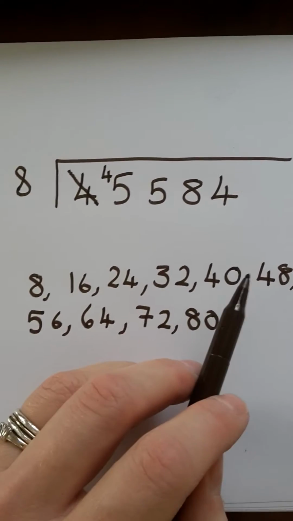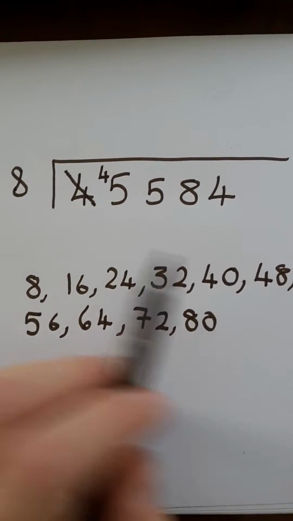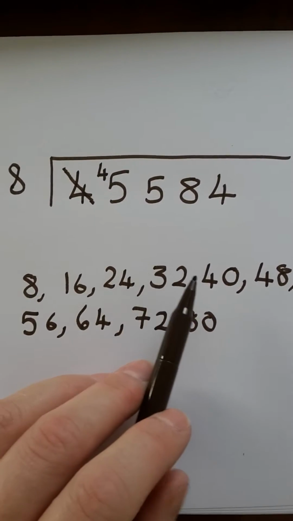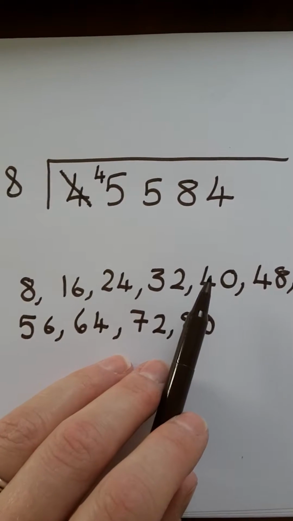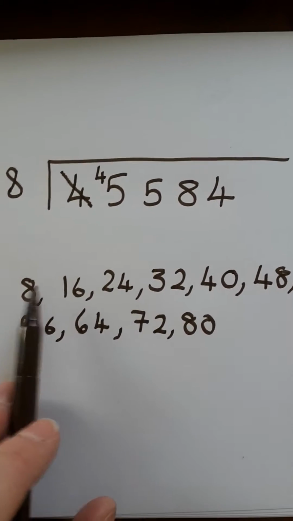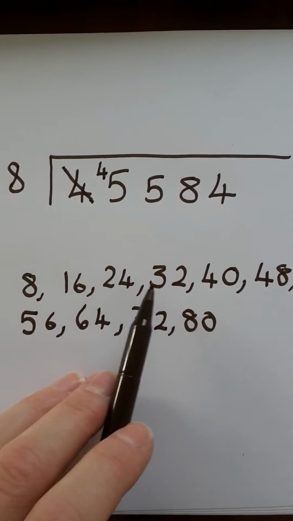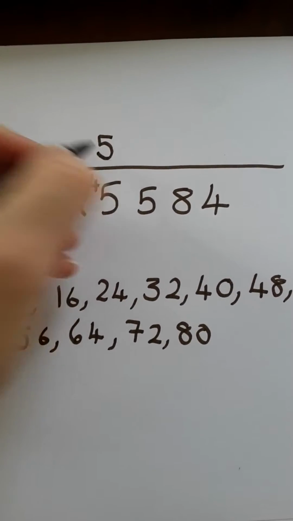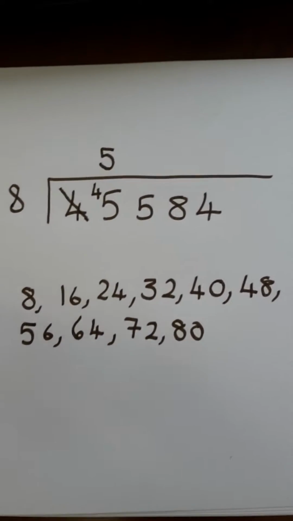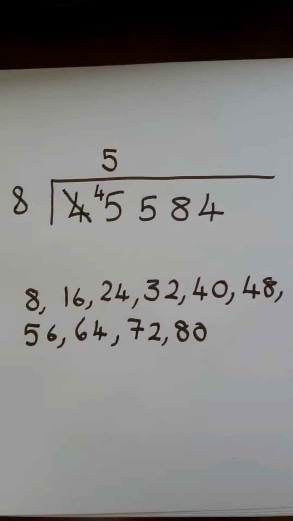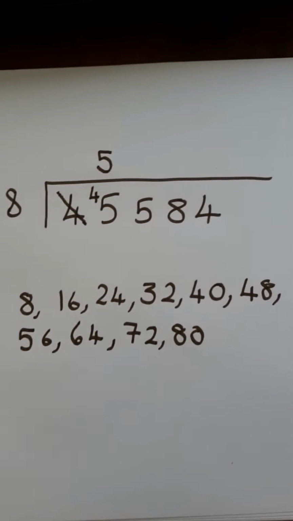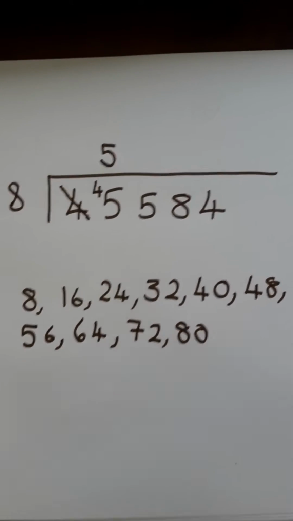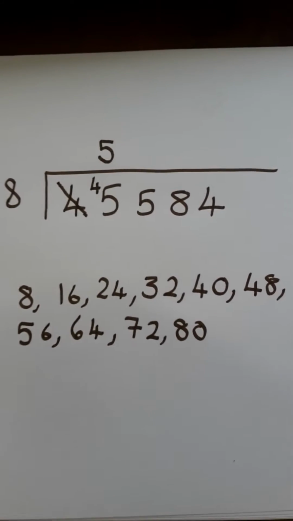It's not an exact fit, so we need to work out how many will fit into it. So the biggest number that will fit into 45 that's in the 8 times table is 40. So it's 1, 2, 3, 4, 5. So I'm going to write 5 over here. But because it doesn't fit exactly, I need to carry the remainder on, because there's still some numbers that haven't been dealt with. There's still some left over, the remainder. It still needs dealing with.